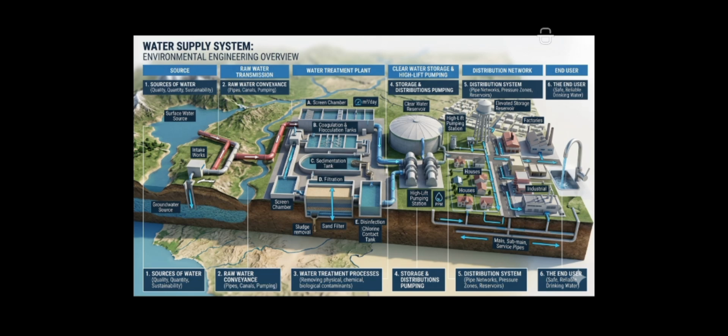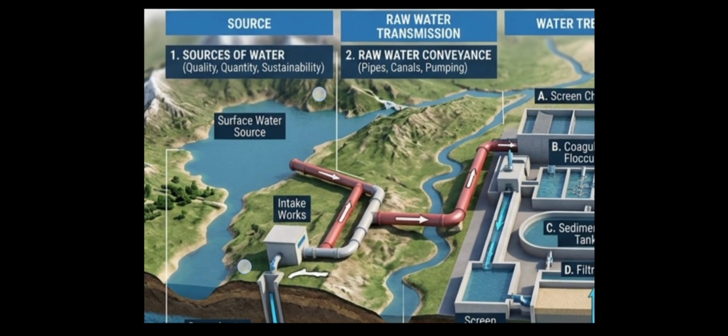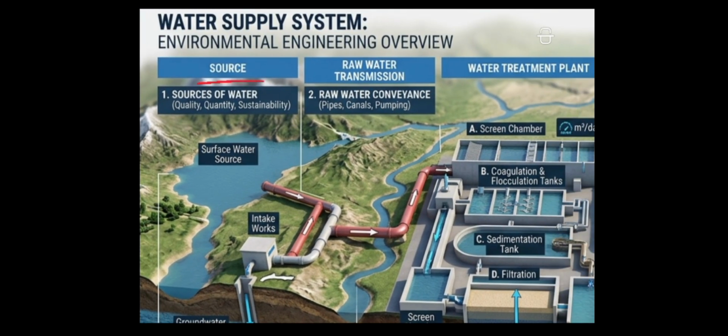First thing is sources and intake. The first stage is sources and intake. Source and intake includes sources of water, like rivers from surface water and from subsurface water. From surface water, it includes rivers, lakes, and impounded reservoirs, etc. From subsurface water, we'll get from wells and springs.